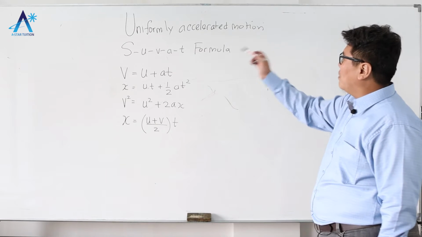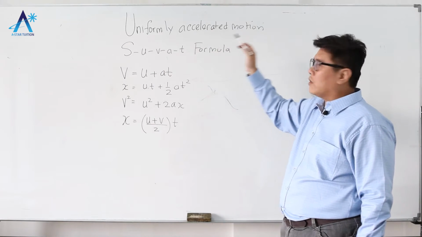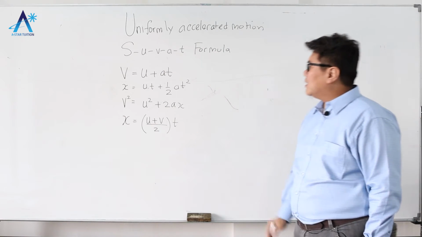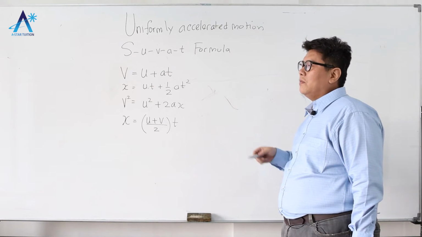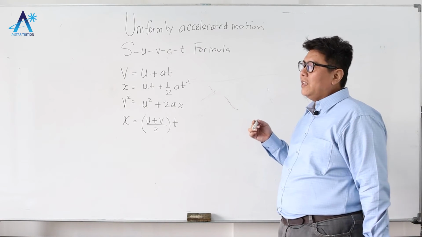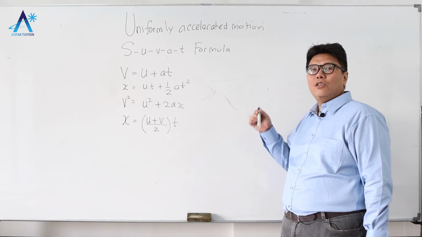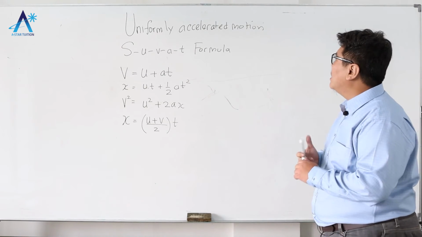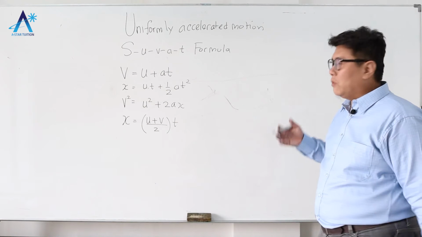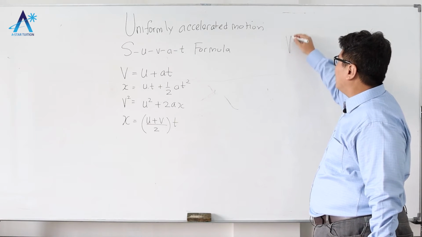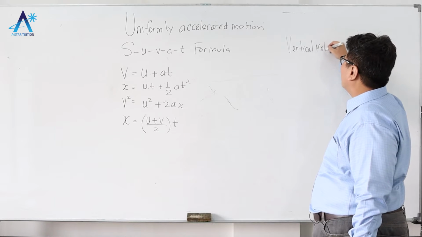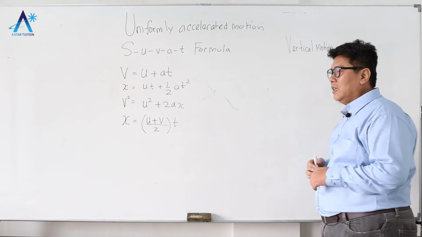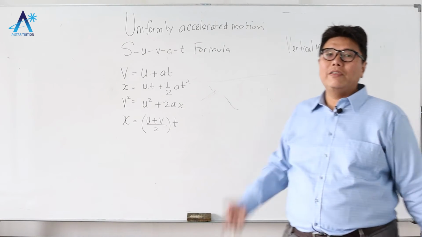Okay. So again, uniformly accelerated motion with constant acceleration. Now, there is actually another type of motion, but it's still considered uniformly accelerated motion, which is what we call vertical motion. So vertical motion is actually subject to gravity.